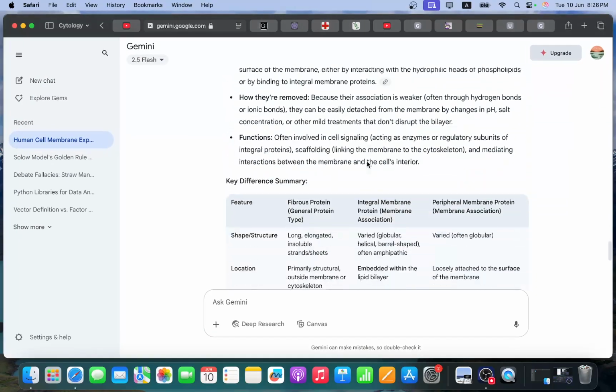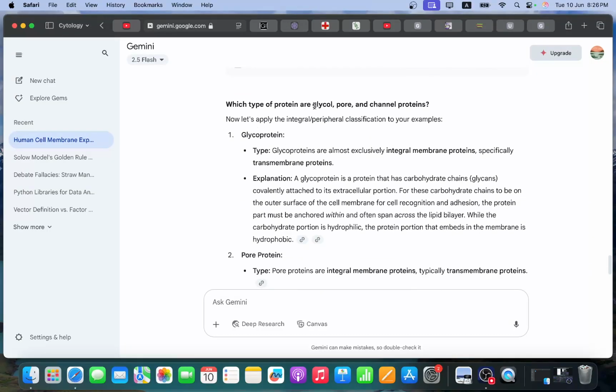Okay, time for some more reading on this. What type of proteins are glycoproteins? Channel proteins. Okay. What is the distinction between pore and channel proteins? This one I think would clarify that, right?